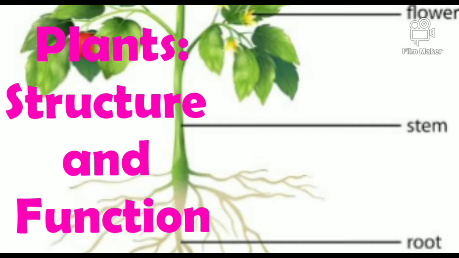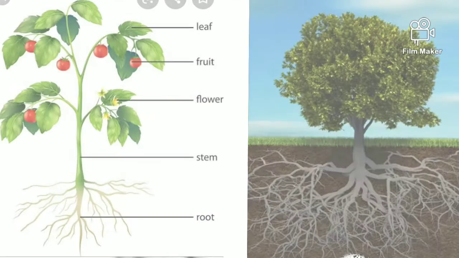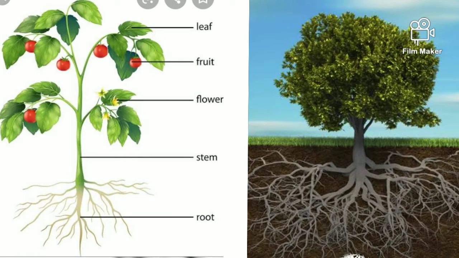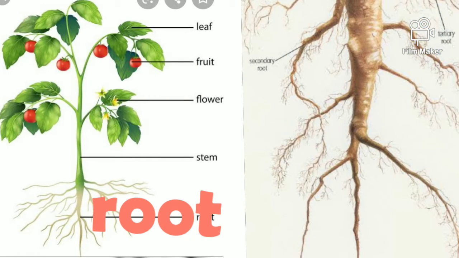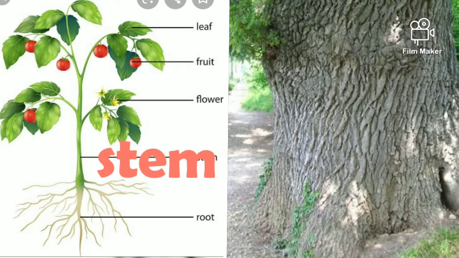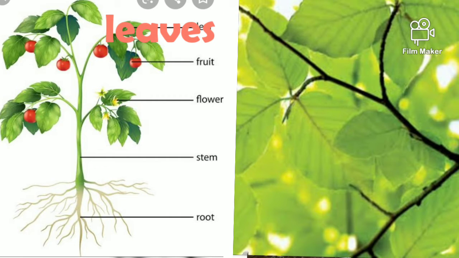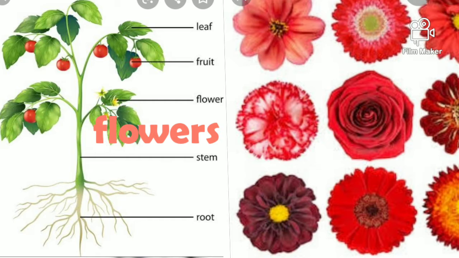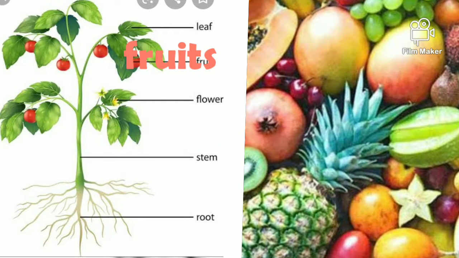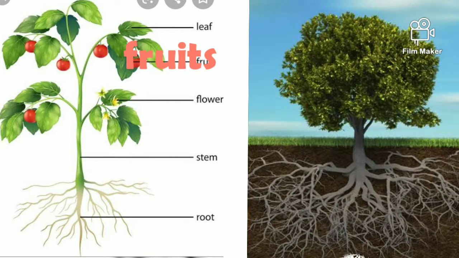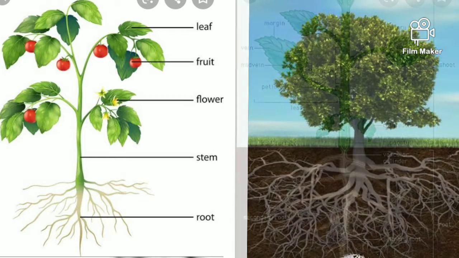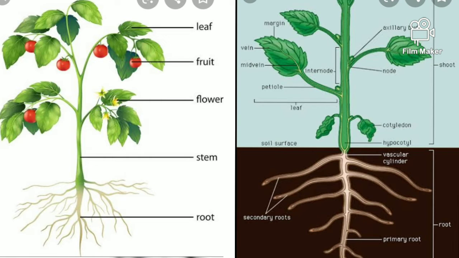Plant's structure and function. Different plants are different: root, stem, leaves, flowers and fruits, etc. help us to easily identify the plants around us.